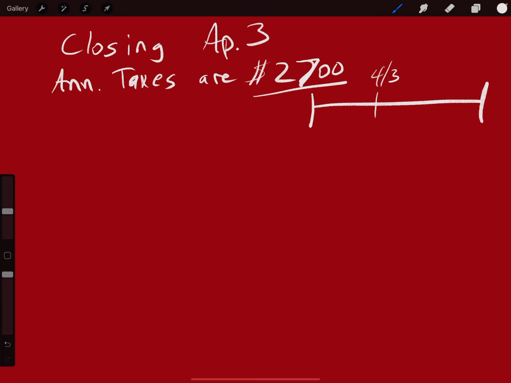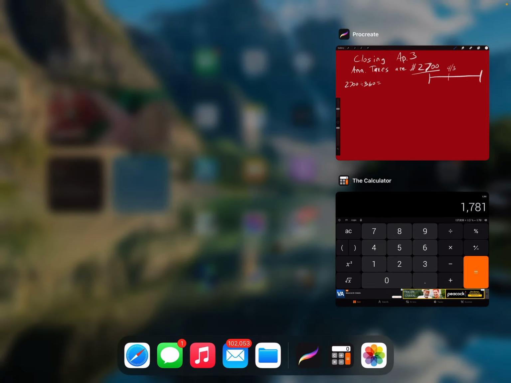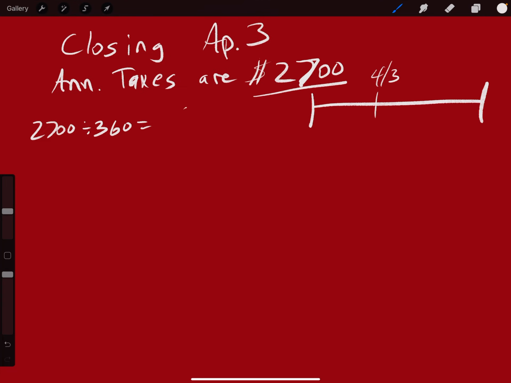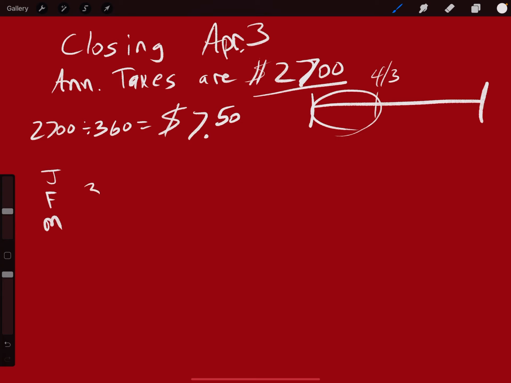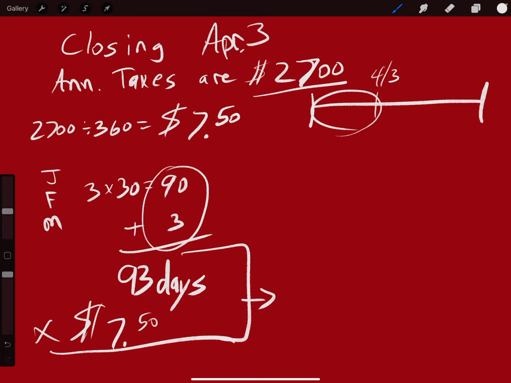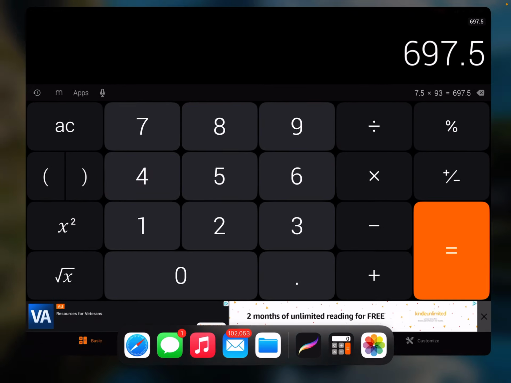Annual taxes are $2,700. Therefore, let's take our $2,700 and divide it by 360 days to get our daily taxes. 2,700 divided by 360 is $7.50 per day. Now we need to know the number of days of the seller. If we're closing on April 3rd, well, that's 3 complete months for January, February, and March. So that's 3 months at 30 days each is 90 days, plus the number of days in the month of closing, so 93 days. Multiply those by the dollars per day of $7.50. So 93 days at $7.50 a day, $697.50.